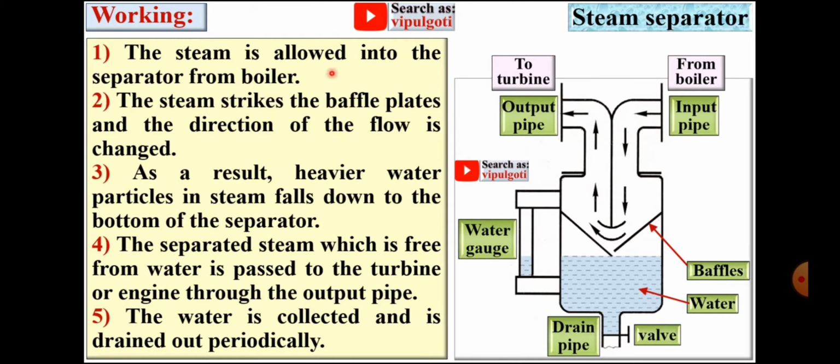So as we have discussed, the steam is allowed into the separator from the boiler through this input pipe. Here the steam is in wet condition, that means the steam having moisture. You can see the moisture particles are there. But due to these baffles, the water particles are collected at the bottommost part of the vessel, and then only the steam without water particles will flow through this output pipe, and that will be supplied to the turbine.